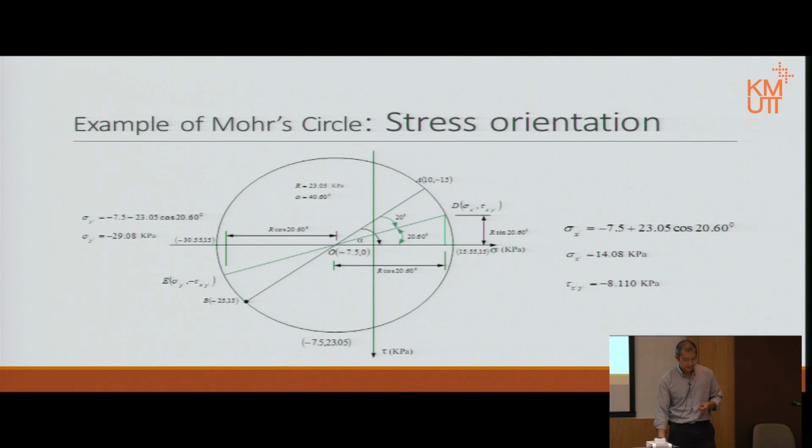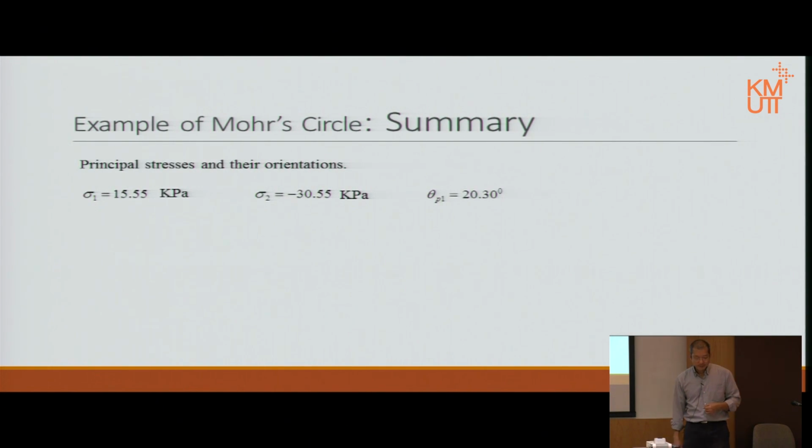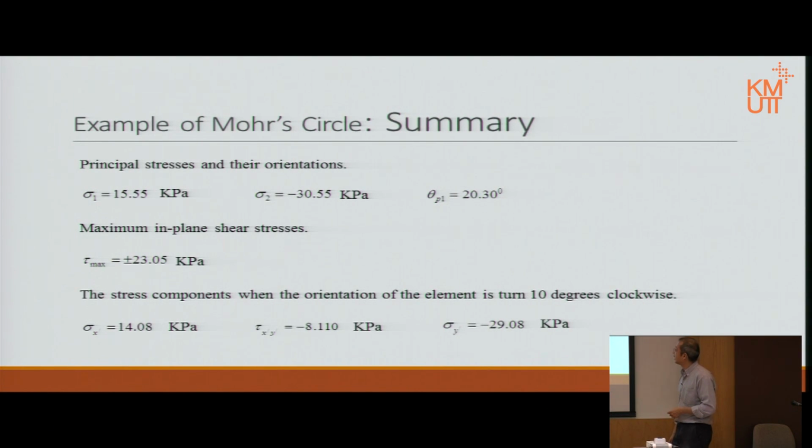And then of course we can summarize the whole thing, adding in sigma 1, sigma 2, tau max, tau min. So that will be the complete picture of what we have done. In summary, we work out the principal stresses and the orientations. We also work out the maximum in-plane shear stress, and then we work out the stress orientation at 10 degrees clockwise, and that's it. That is the summary of the answers.